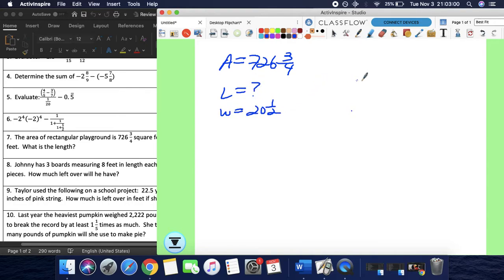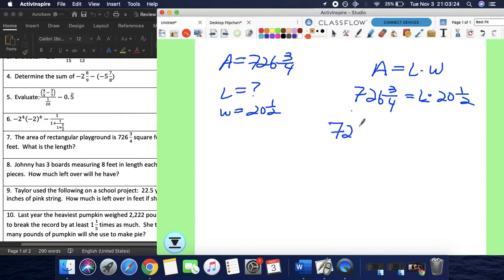So we know the area is length times width, right? So let's substitute. It equals length times 20 and a half. So we're looking for the length. What number multiplied by 20 and a half would give us 726 over 34? So we can rewrite this as this, right? Divided by 20 and a half, that would give us our length.